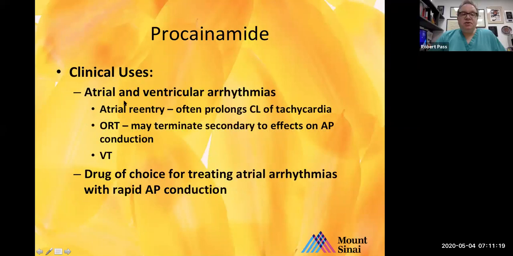Procainamide is used for both atrial and ventricular arrhythmias. It's particularly good for atrial reentry. It often prolongs the cycle length of tachycardia. In ORT, it may actually terminate ORT because it has very potent effects on accessory pathway conduction. And it's very effective for ventricular arrhythmias as well. So there really are very few things that procainamide is not pretty good at. I would say that it is the drug of choice when treating atrial arrhythmias with rapid conduction.